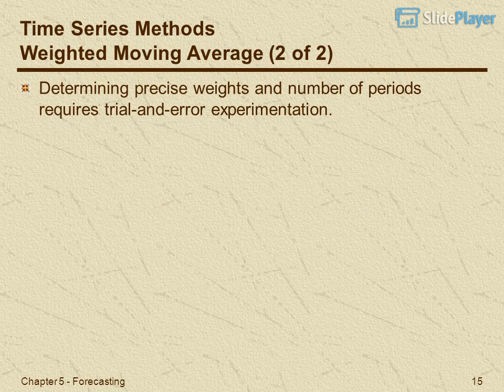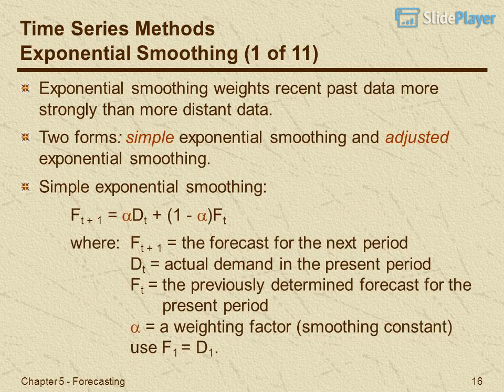Weighted moving average, 2 of 2. Determining precise weights and number of periods requires trial and error experimentation. Exponential smoothing, 1 of 11.